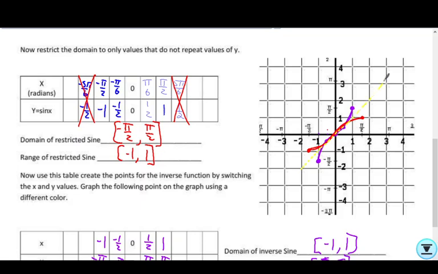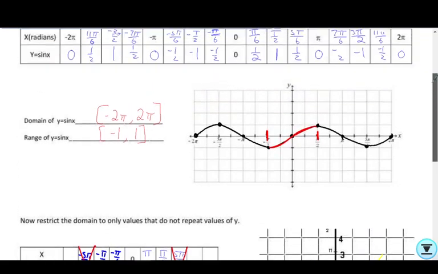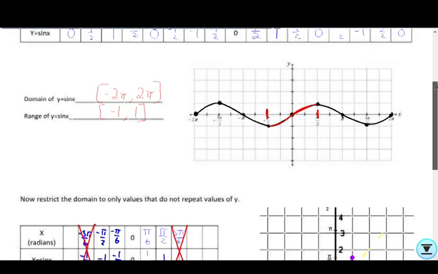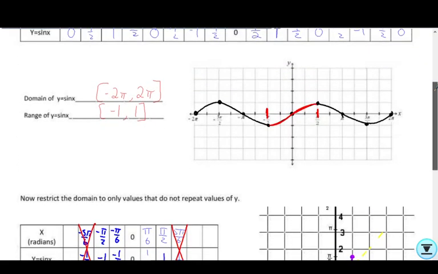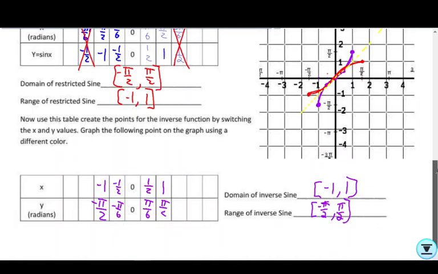Now, what does this mean? Okay? This means that in my original function of sine, I can plug in basically any x value, and my y values will only be between -1 and 1. In the inverse sine, you can only plug in values of -1 to 1, but you're only going to get values from -pi/2 to pi/2.